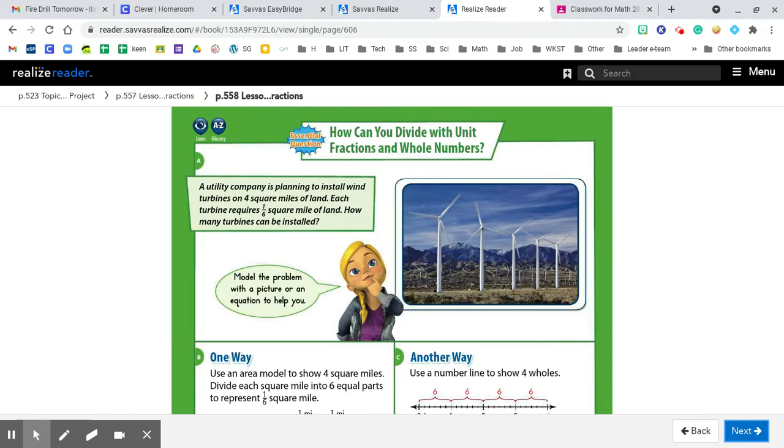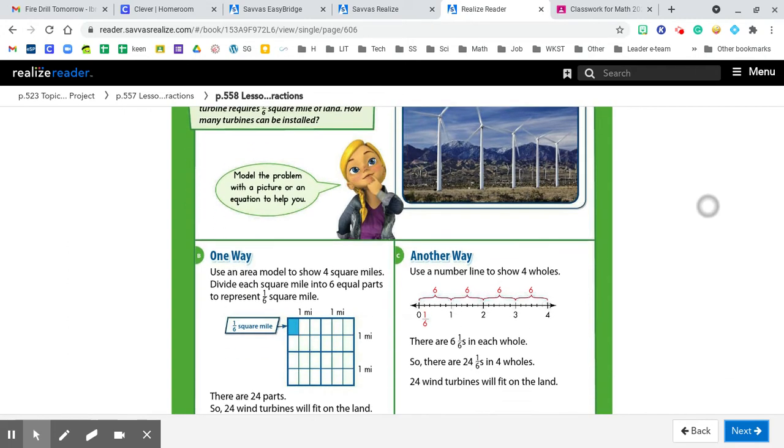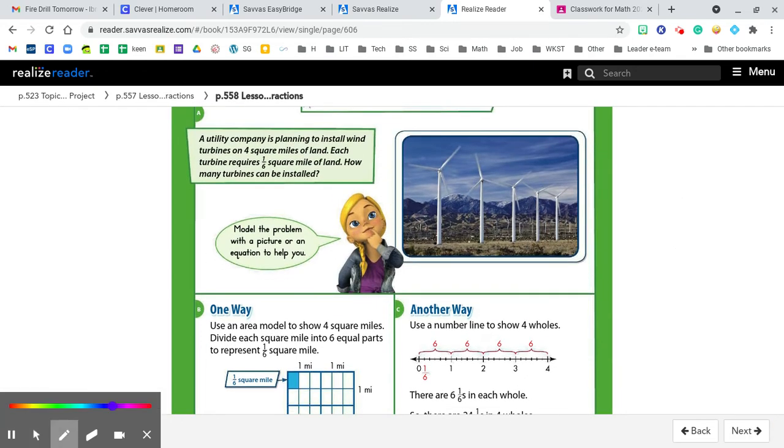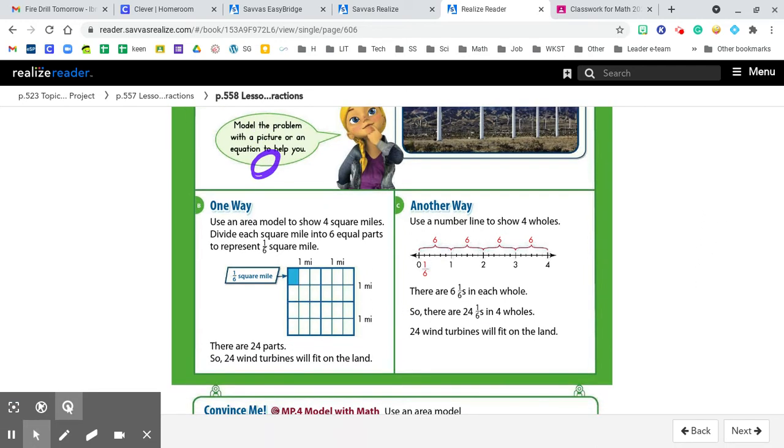A utility company is planning to install wind turbines on 4 square miles of land. Each turbine requires 1/4 square mile of land. How many turbines can be installed? Use an area model to show 4 square miles. Divide each square mile into 6 equal parts. And the reason they're picking 6 equal parts is because they're looking for 1/6 square mile. So they want to make sure they've got the units right. So there are 24 parts altogether. So 24 wind turbines could fit on that.